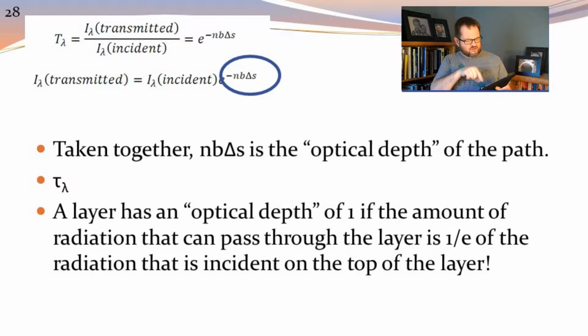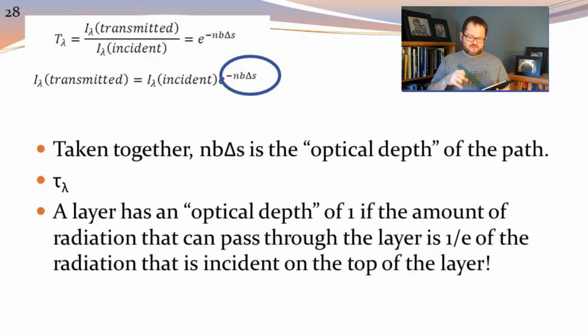So in this case of Lambert-Beer's law, you notice two different ways of writing the Lambert-Beer law. We ended up with e to the negative nb delta s, and that nb delta s has a name. nb delta s is a term that taken together is called the optical depth. Now that can be a really ugly term for a lot of students. A lot of students hate that term, optical depth. By the way, the symbol for optical depth is tau. And because it's a monochromatic property of the atmosphere, it can be a different optical depth of a layer of the atmosphere for different wavelengths of radiation. So it's a monochromatic property, tau lambda.